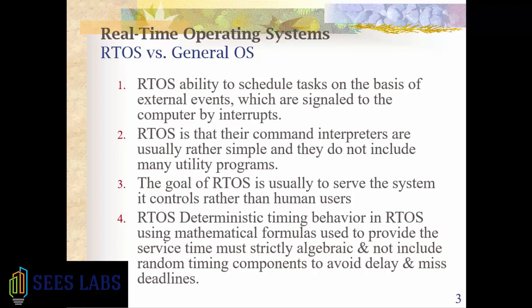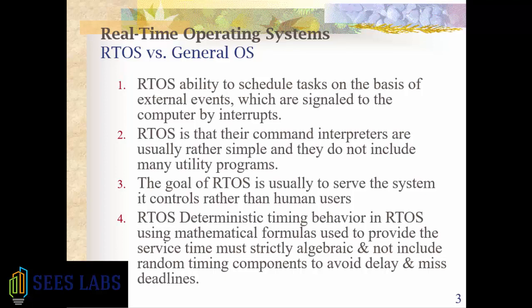The second difference is that the real-time operating system has a command interpreter just like general operating systems, where you can type commands. For example, the command prompt in Windows or the shell in the Linux family. But the command interpreter of a real-time operating system is very simple and does not normally include many utility programs. The goal of a real-time system is usually to serve the system itself rather than human users, whereas general operating systems are made to serve human beings.